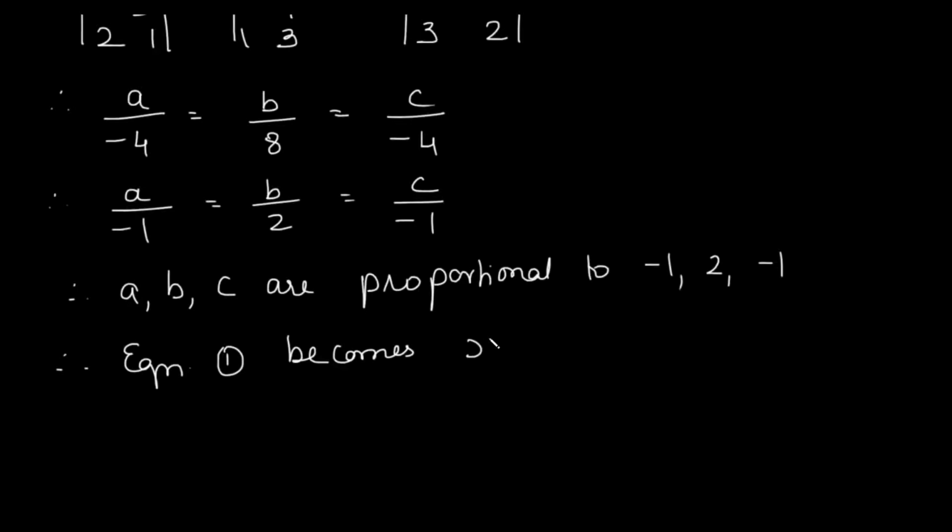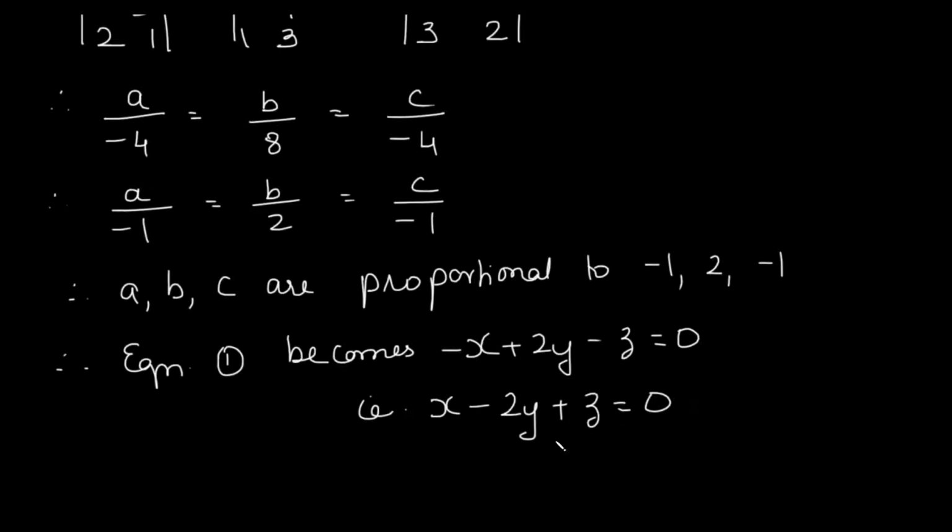So equation 1 becomes minus x plus 2y minus z is equal to 0. See, in ax plus by plus cz, we put a as minus 1, b as 2 and c as minus 1. The conventional way of writing it is changing the sign throughout so that x becomes positive. So we get x minus 2y plus z is equal to 0. So this becomes one of the equations of the plane. This is the Cartesian equation of the plane when the intercepts are 0.